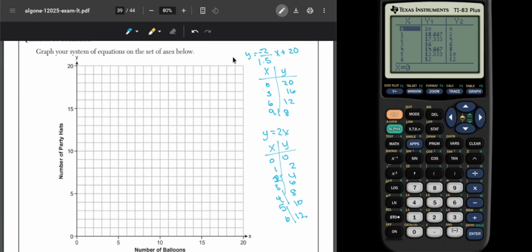Now I'm going to graph. So I'm going to graph my first one. My first point is at 0, 20. My second point is at 3, 16. It's going to be right here. And my next point is at 6, 12. And then I have 9, 8.